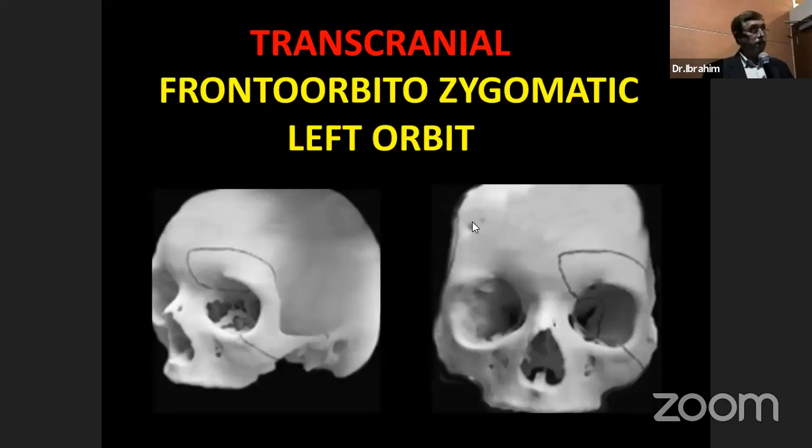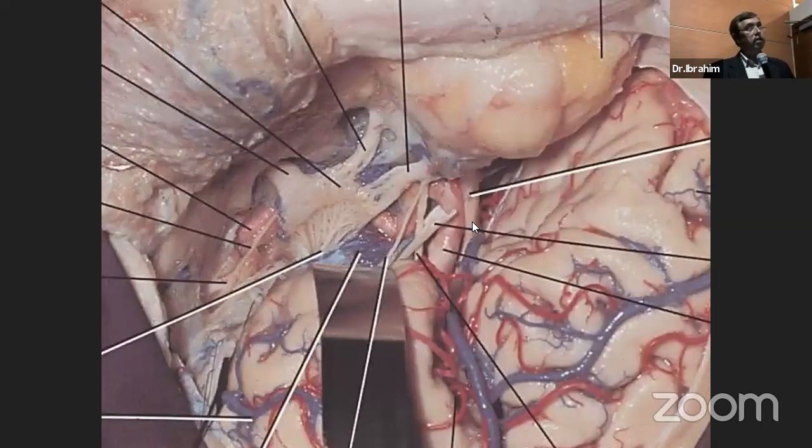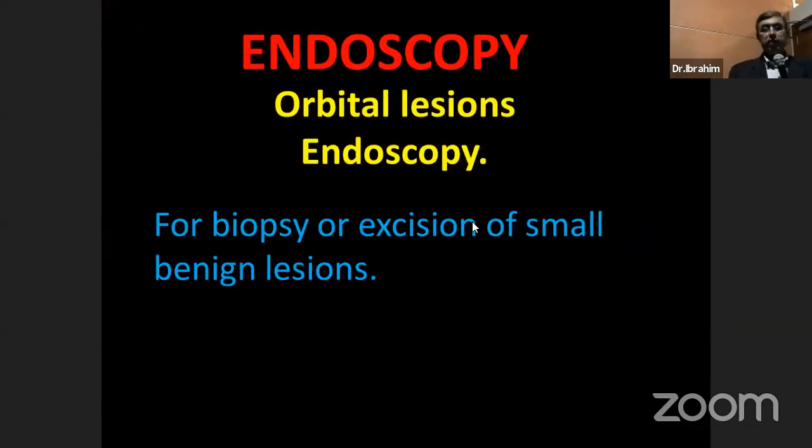You can use transcranial. We usually use the front orbital or front orbital zygomatic. And you can go like this, frontal lobe, temporal lobe, and then you have the whole orbit in front of you like this. You can see the orbit in front. It's a beautiful view. You can have the full control of the orbit wherever you like to go, but you have to have good anatomy knowledge.